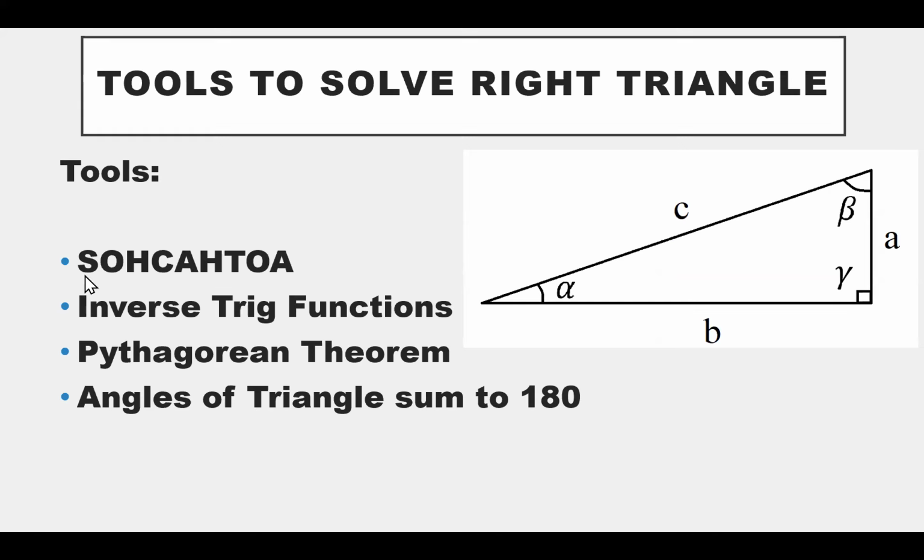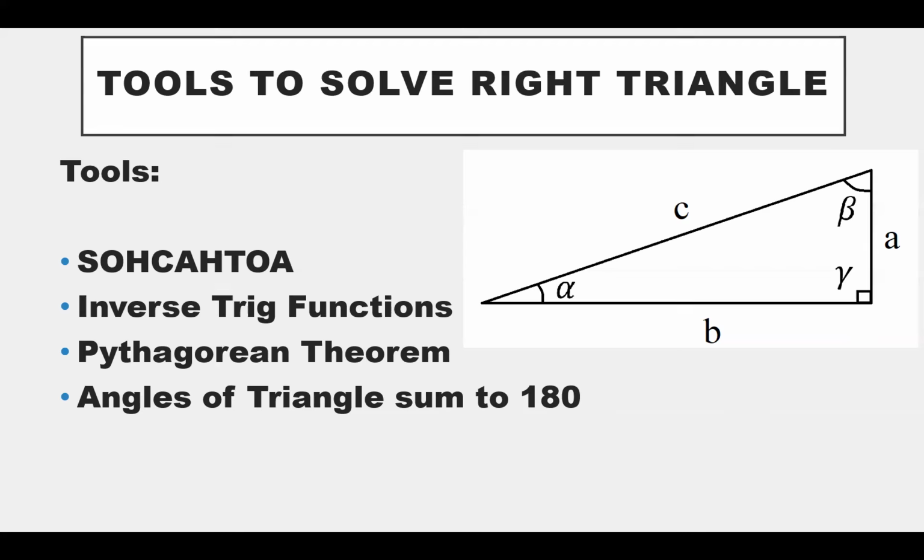I can use any of the relations from SOHCAHTOA, that is, sine is opposite over hypotenuse, cosine is adjacent over hypotenuse, tangent is opposite over adjacent. I can use the inverse trig functions. I can use the Pythagorean theorem, and I can use the fact that the angles of the triangle add up to 180, making alpha and beta complementary when I have gamma as a 90-degree angle. And in general, you can always just say angles of the triangle add up to 180 degrees.